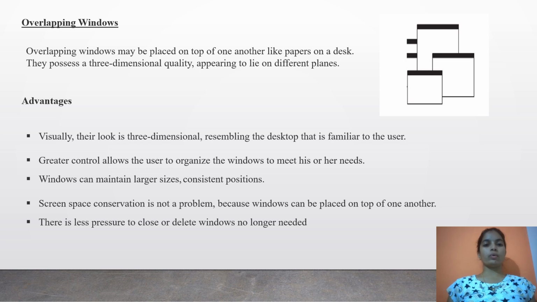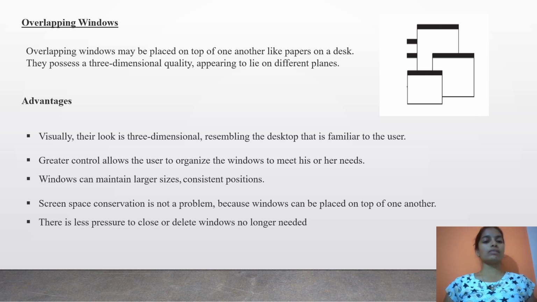Overlapping windows. Overlapping windows may be placed on top of one another like paper on a desk. They possess a three-dimensional quality and appear to lie on different planes. The figure shows the overlapping windows, where the first window is overlapped by the second window, and the first and second windows are overlapped by the third window. This is the appearance of overlapping windows.